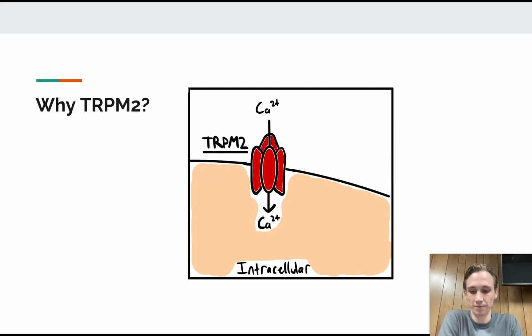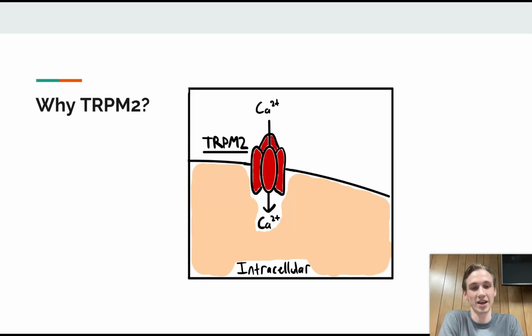Why TRPM2? TRPM2 is a calcium permeable cation channel that is found in many places in the body: the brain, the pancreas, the heart, the immune cells, and skeletal muscle. It's involved in a lot of different processes like cell proliferation, insulin release, cell motility, and cell death, but its role and function in skeletal muscle isn't that well understood.